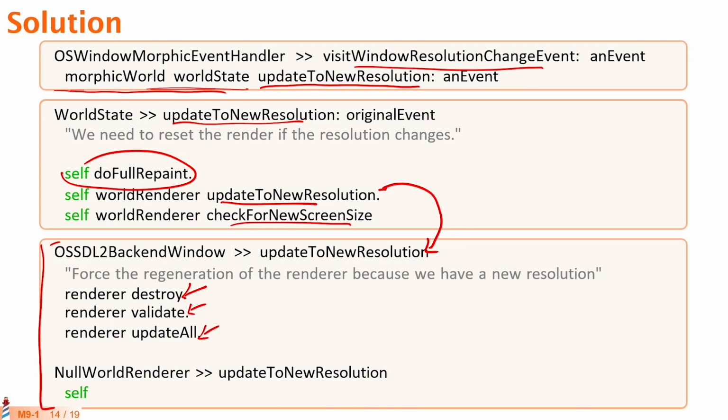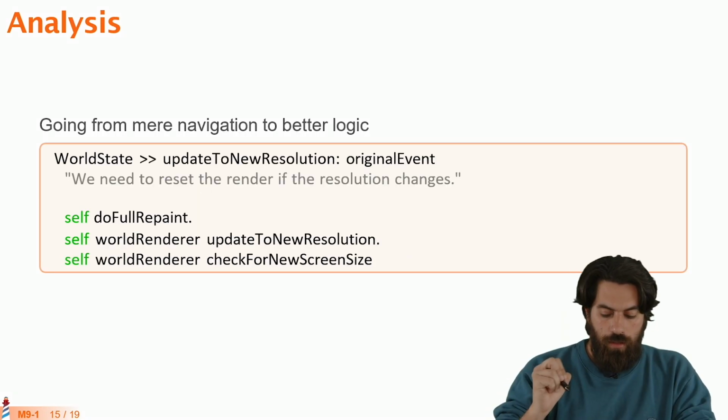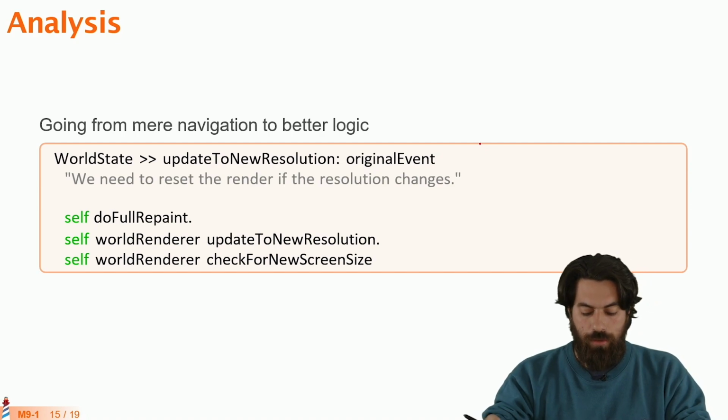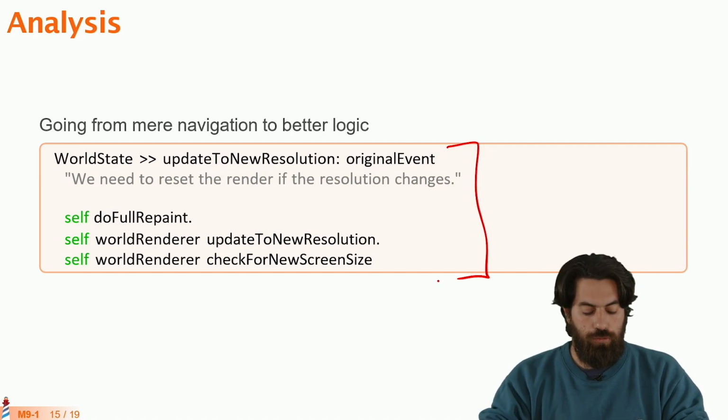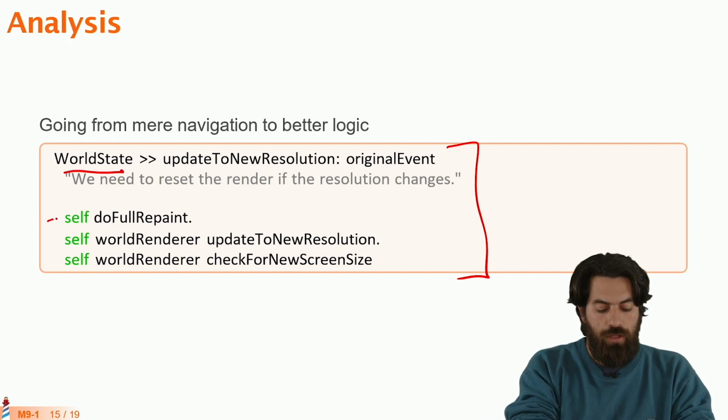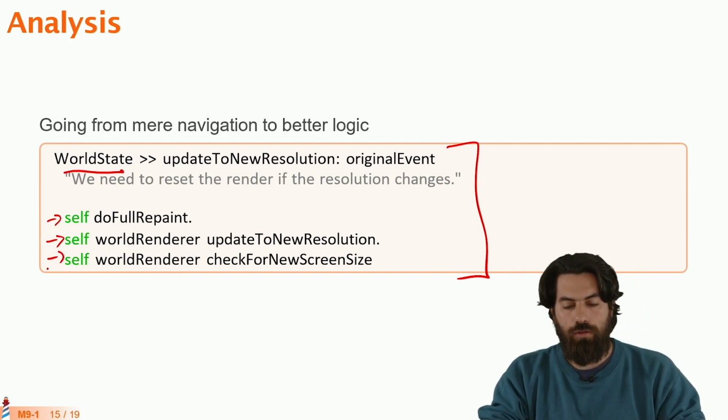One of the important things of this example is that now we can easily change the renderer to implement a null object. For example, here a null world renderer that can implement an empty update to new resolution. So now that we are not coupled to the implementations, we can change part of the implementations to another kind of implementation. So finally, what you see is that the big method was refactored to a simple method in the right place, doing the right 3 things in a more readable way.